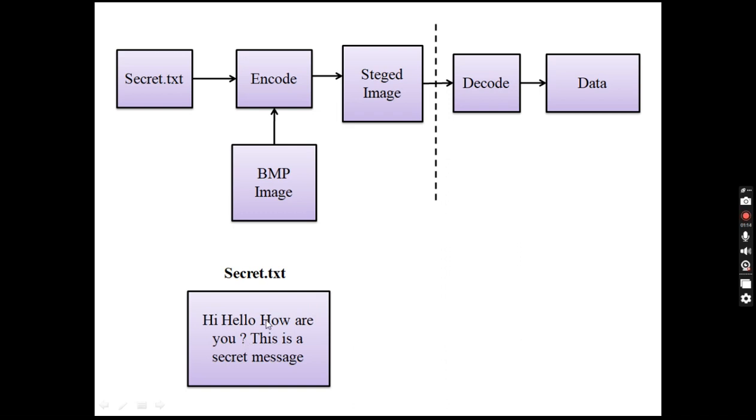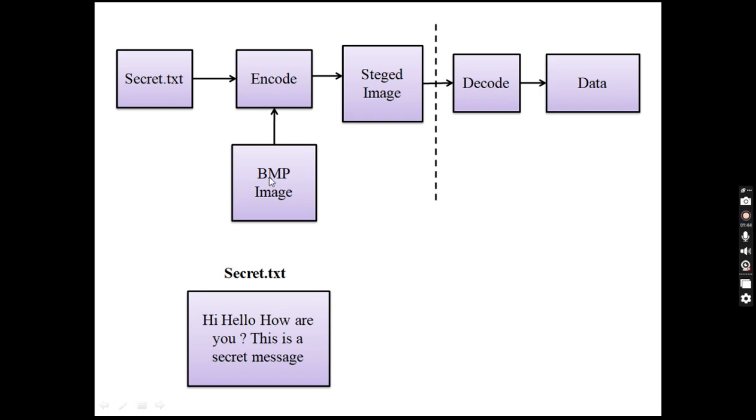The receiver should get back this data. So here what I am doing is I am taking one BMP image, I am storing the data of the secret.txt file inside this BMP image. After storing the data inside this BMP image, the image I am going to get is the stego image. I'm giving this stego image to the receiver, and the receiver will perform the decoding operation, and after performing the decoding operation, the receiver will get back the original data. So this is encoding and decoding.